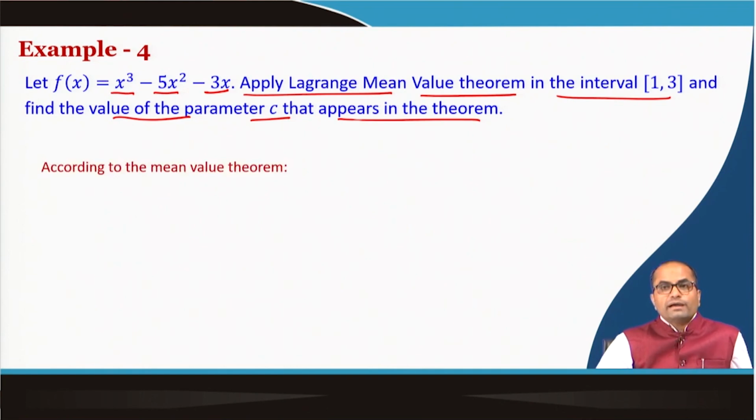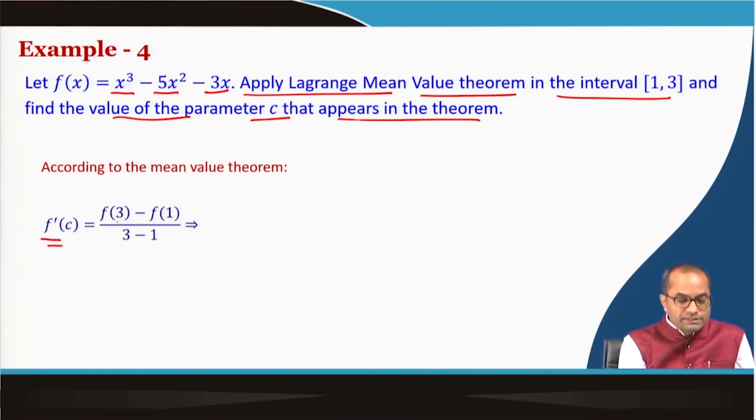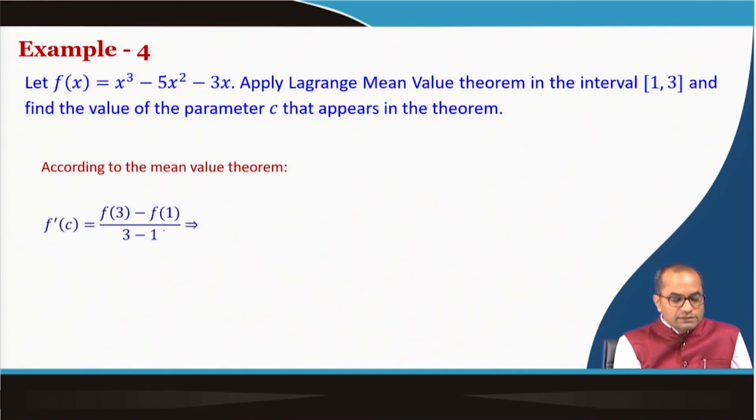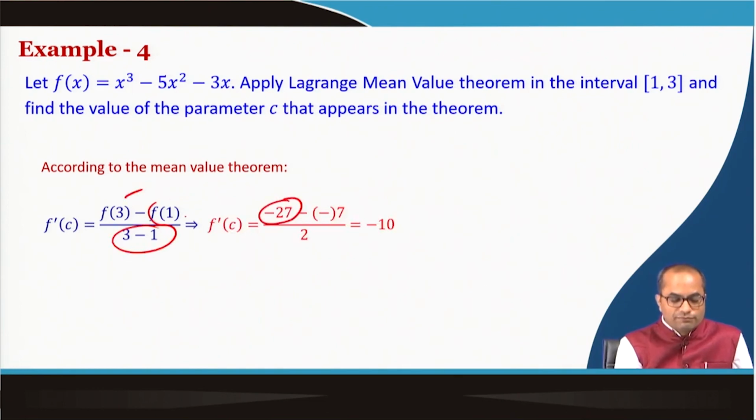So, according to the mean value theorem, this is a straightforward question, where we have f prime c is equal to f b minus f a over b minus a. So, we have applied this in the interval 1 to 3. So, f 3 minus f 1 over 3 minus 1, this is 2 here, f 3 we will compute, this is minus 27, f 1 will come as minus 7 and then 2 there.